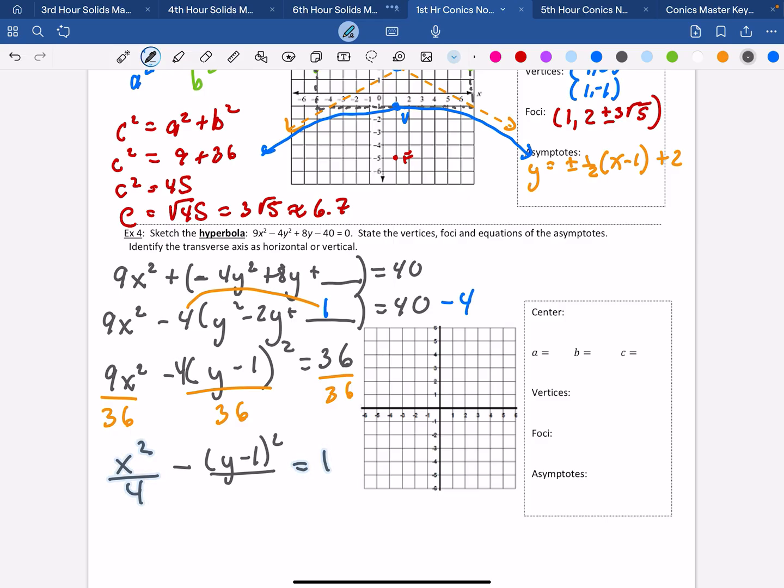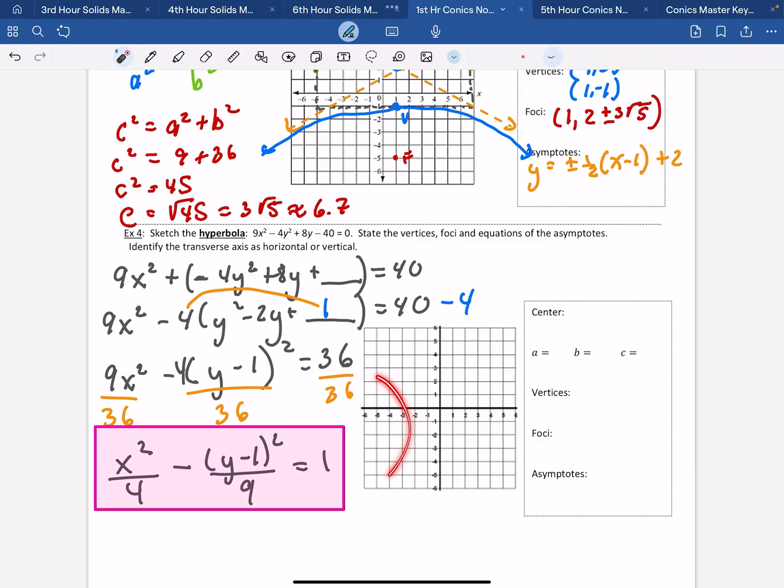36 goes in for 9 times. All right, now we got it there. So there is your standard form. Notice that the x is first. Therefore, this is oriented horizontally. X takes the hyperbola on the x-axis, so it's going to be doing something like that.